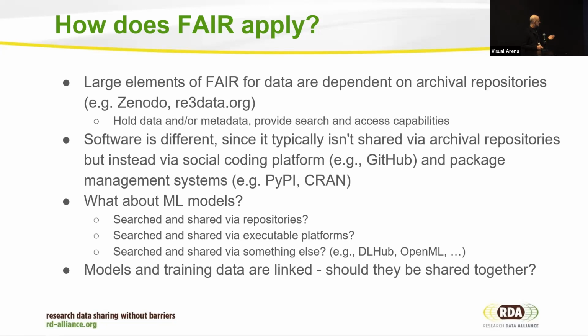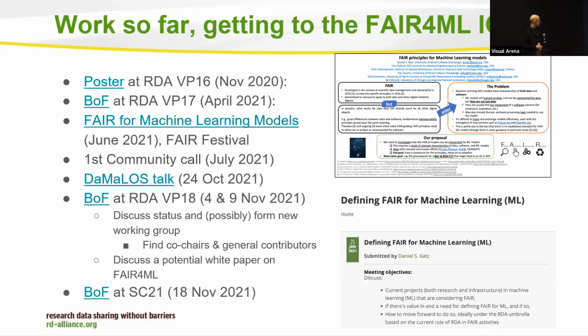And then the last thing, as I mentioned before, is that models and training data are very strongly linked, right? A model doesn't make any sense without the concept of the training data that was used to build it. And so should they be shared together? Should they be shared separately? We don't really know yet. So this is, again, one of the other questions for the interest group.